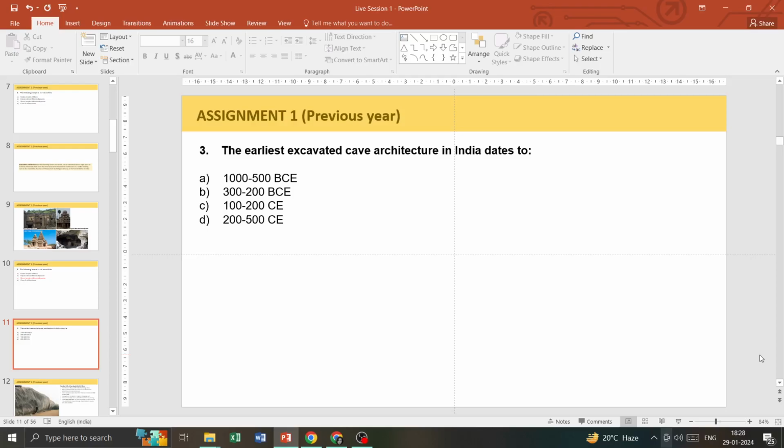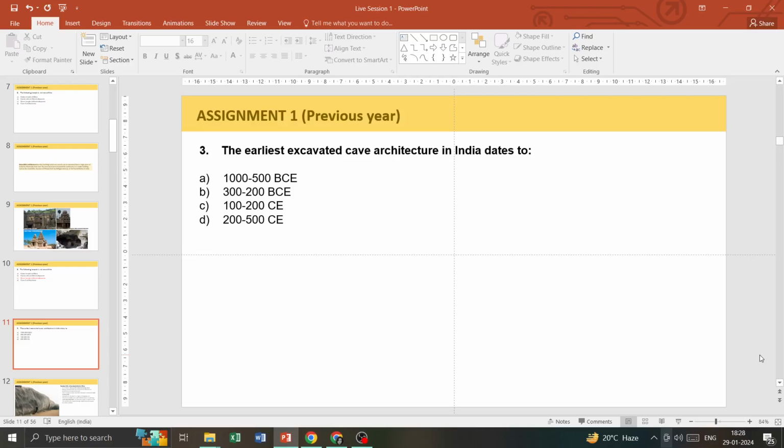So BCE is before Common Era and CE is Common Era. It's the same scale, it signifies the same dates, just the terms have been changed. BC, before Christ, has been changed to BCE, which is before Common Era, and AD, Anno Domini, which was after the birth of Christ, has been changed to Common Era. So the scale, the point of 0, is the same. It's just that this is more secular, more inclusive terminology that is being used right now.